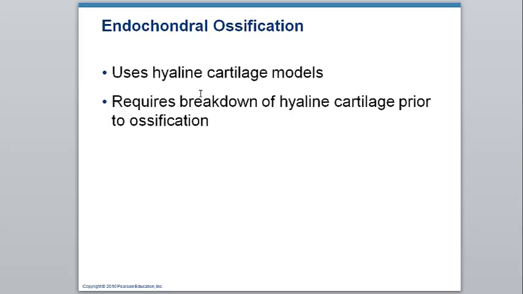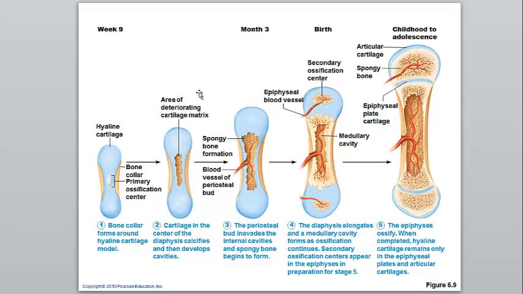Endochondral ossification happens with the help of hyaline cartilage. Hyaline cartilage forms a model first, and then it is broken down, and then bone is formed. So this picture actually tells exactly what happens. When you are in the fetal stage, you start off with this. The entire long bone is basically hyaline cartilage.